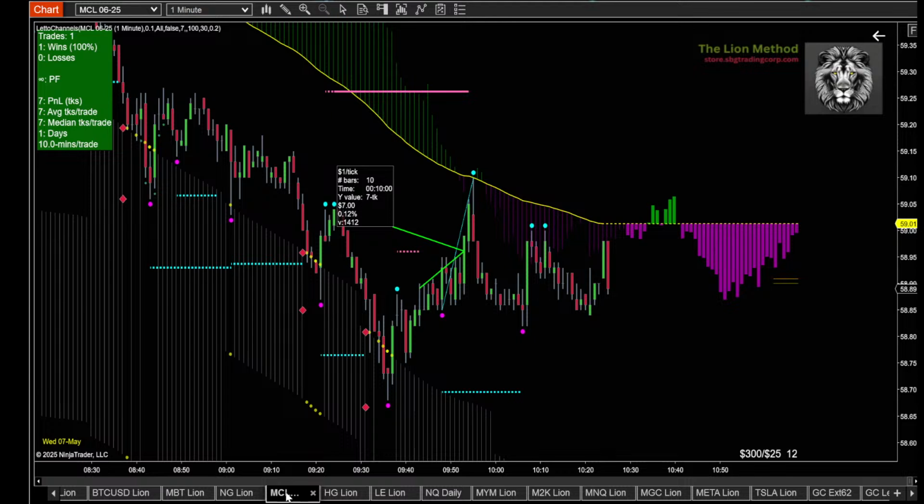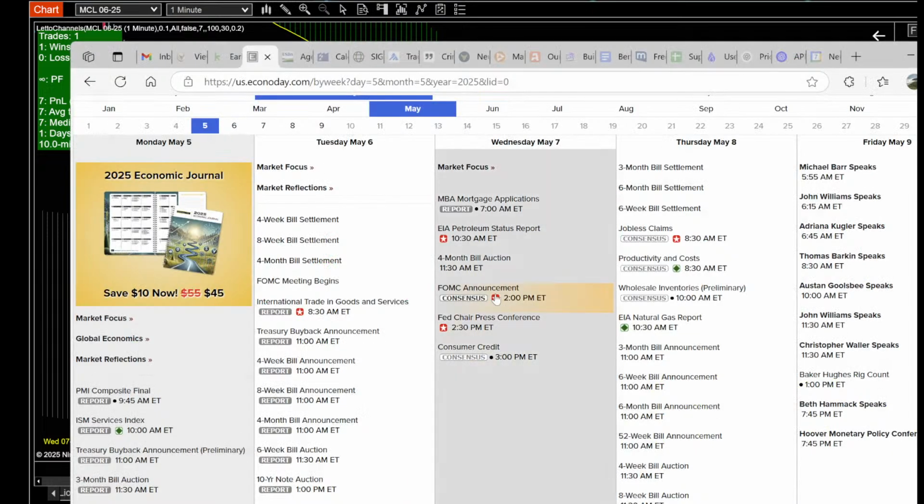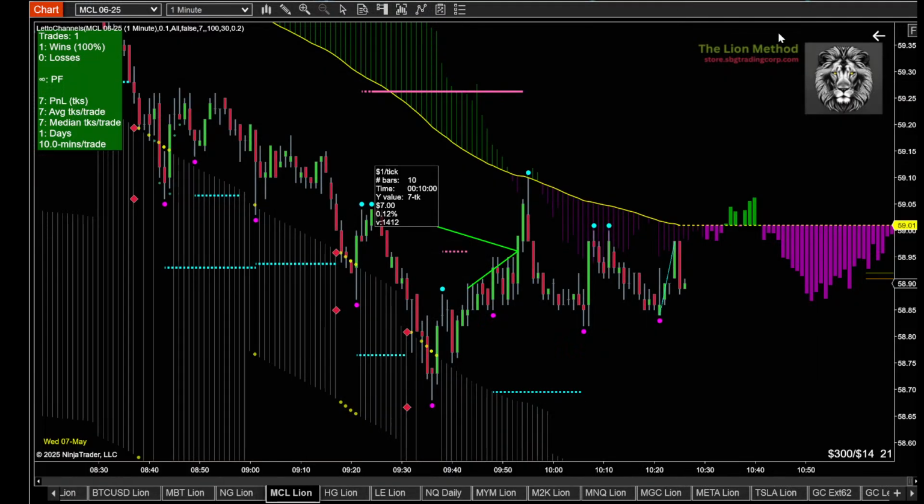All right, we're back. I hope we're back. 10:25 here in the morning, so we're a few minutes away from the crude oil release. Petroleum status. That's where it is, petroleum status.